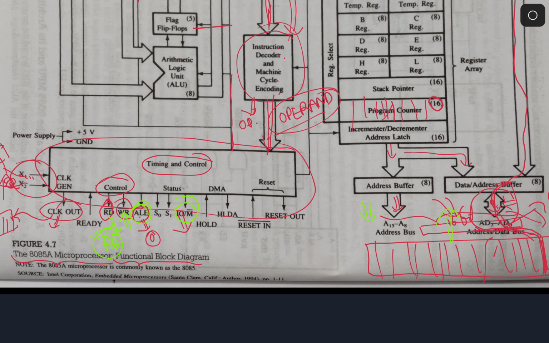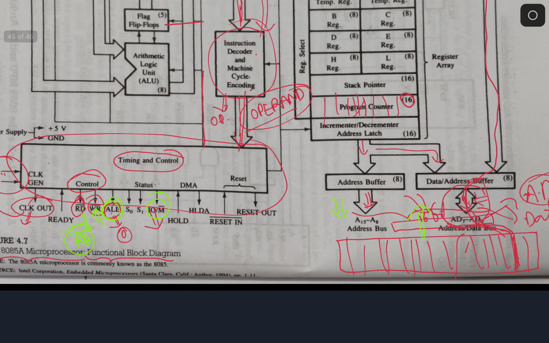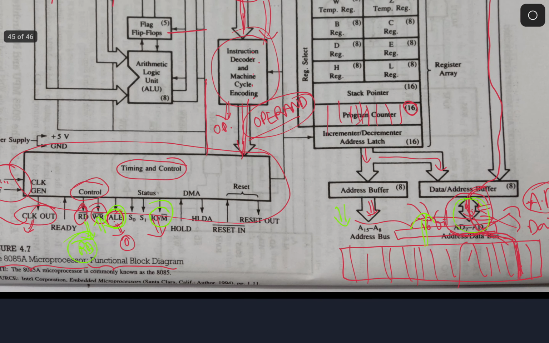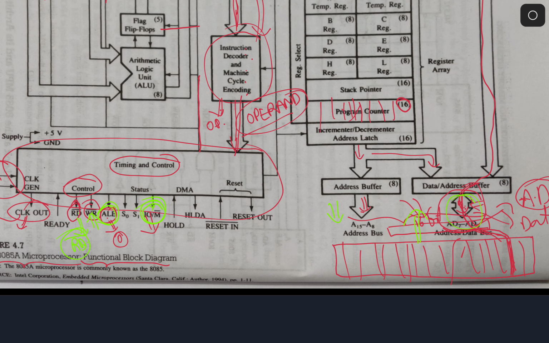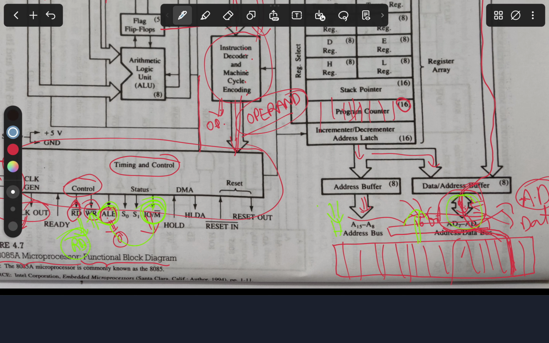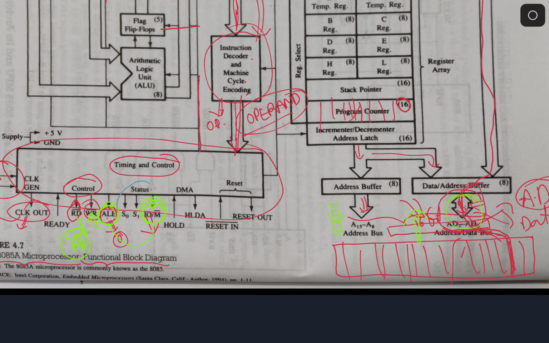And for this ALE, we have already learned this is to select whether this lower byte is used as address bus or data bus. And we have this IO or M. If this signal is 1, the data transfer is between the CPU and the IO. Or if it is 0, data transfer is between the CPU and the memory. These are all control signals. And we have another category called status.